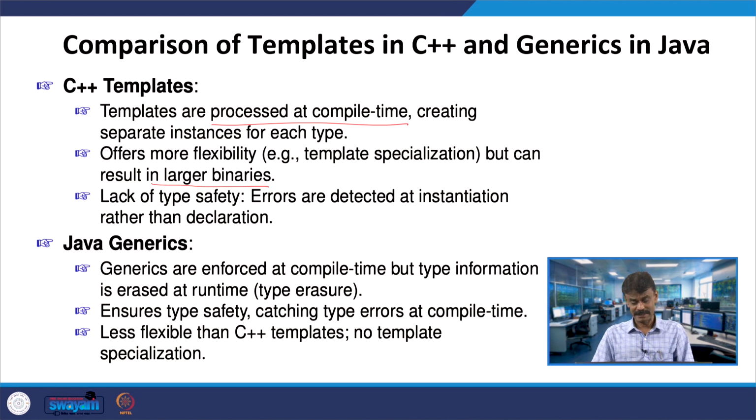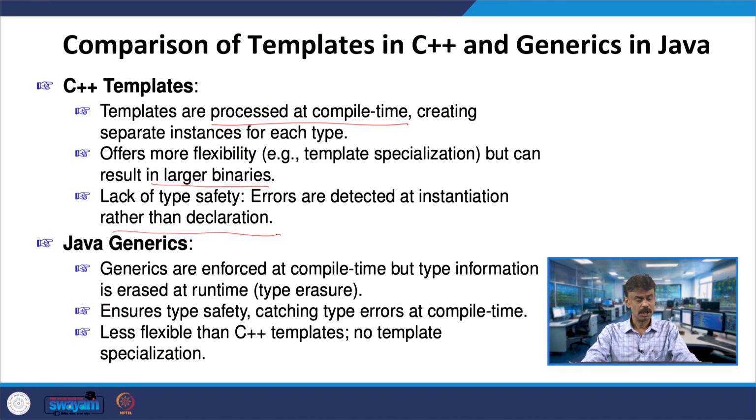Otherwise it is offering a lot of flexibility, and the problem with C++ templates is a lack of type safety. Errors can occur when you are converting double to integer or integer to double, or when you are using multiple classes, multiple data types, I mean multiple templates. In that case, errors may be detected at instantiation rather than at declaration.